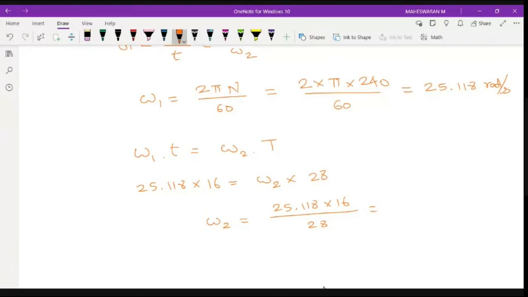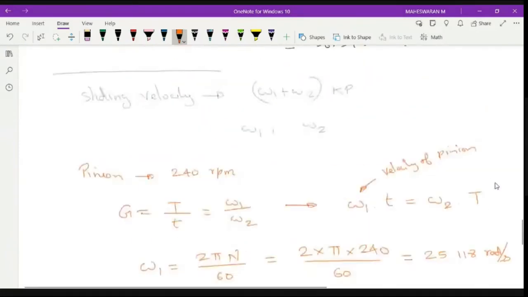So you are getting 14.353 radians per second. Now I got these values.